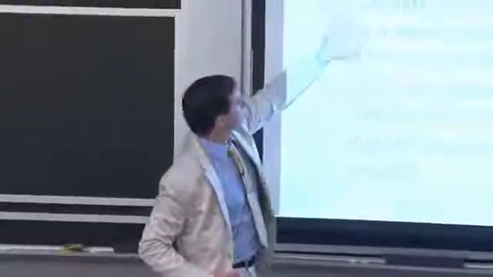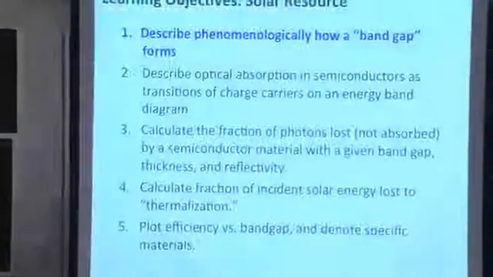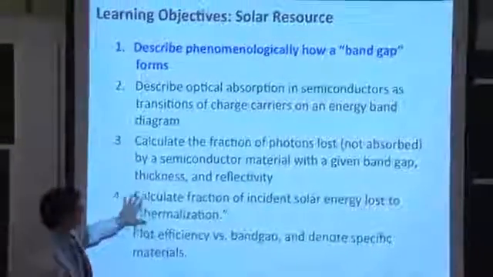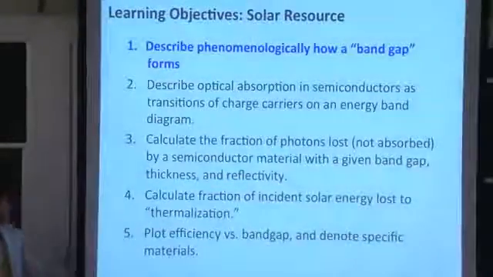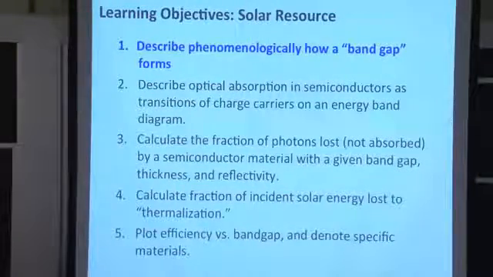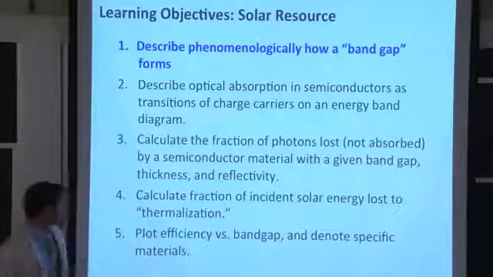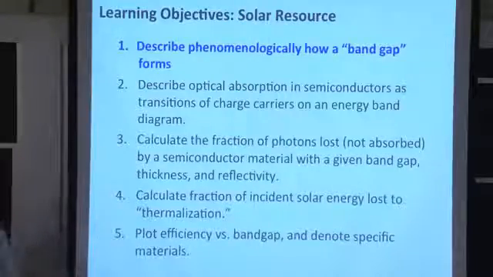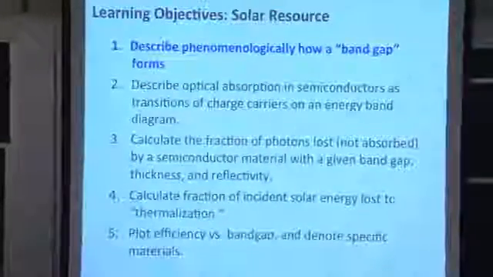That's important because then we'll be able to calculate the fraction of photons lost, not absorbed, by a given semiconductor material. We'll be able to calculate the fraction of incident solar energy that is lost as well due to a phenomenon called thermalization. And finally, we're going to be able to plot efficiency versus band gap and denote specific materials on it.